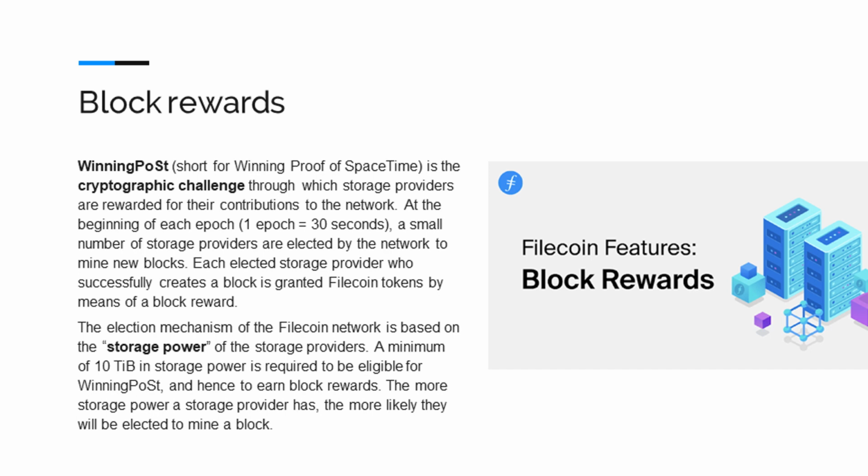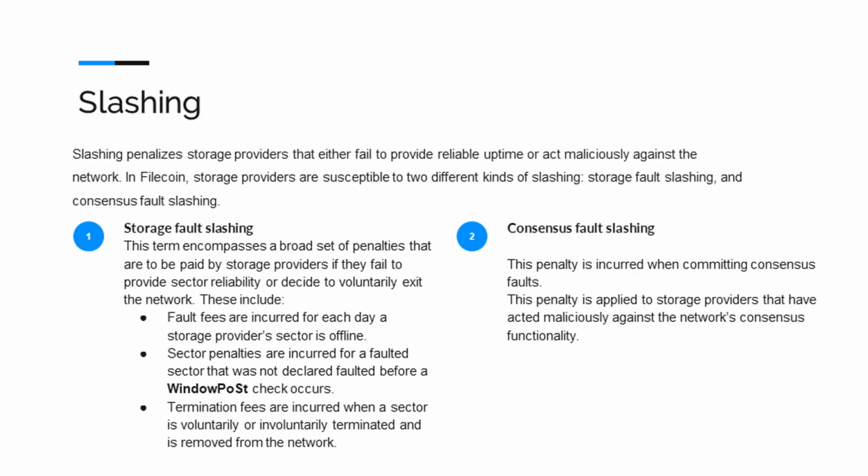A minimum of 10 TiB in storage power is required to be eligible for winning proof of spacetime and hence to earn block rewards. The more storage power a storage provider has, the more likely they will be elected to mine a block. Slashing penalizes storage providers that either fail to provide reliable uptime or act maliciously against the network.